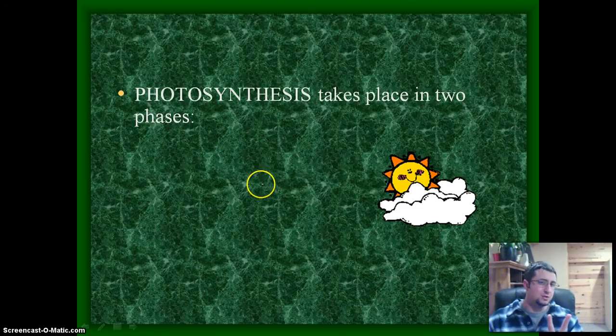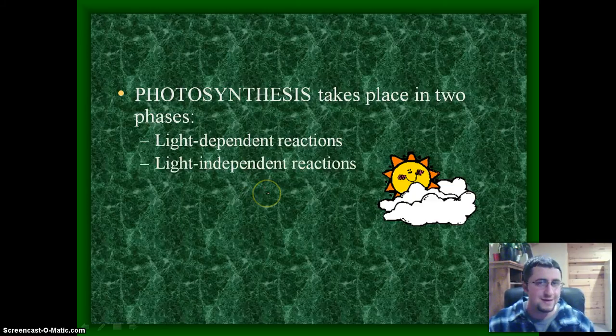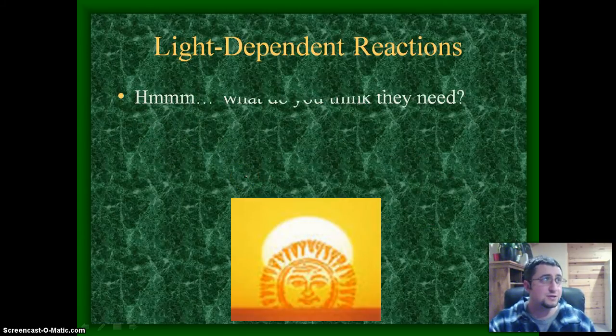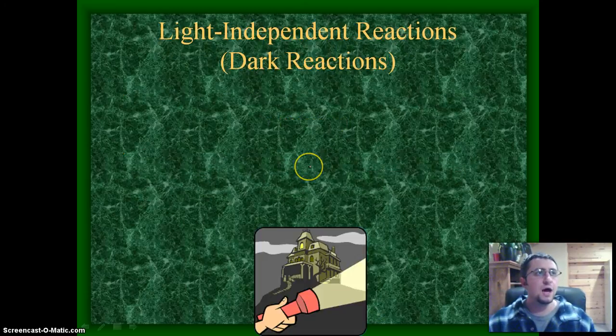Photosynthesis takes place in two phases. We have our light-dependent phase, and we have our light-independent phase. The light-dependent reactions, well, what do you think they need? They require light. This type of reaction is going to fuel the energy needed to power the light-independent phase. Now, don't get caught up too much in that yet. Let's talk more about these light-independent reactions.